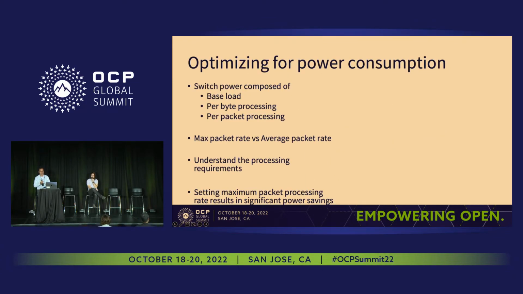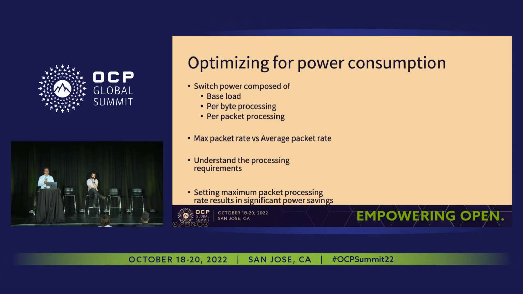So I'm just recapping what you heard earlier from Greg, which is that switch power has a base load, which is basically I/O and the quiescent power that you have. There's byte processing, where the more bytes coming through, the more power you consume, and there's packet processing, right?